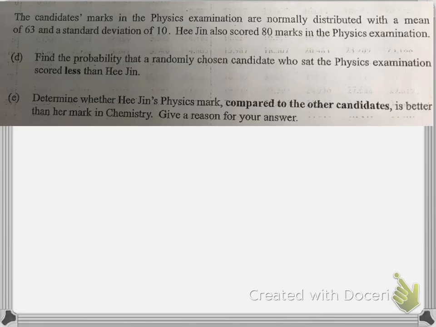All right, now the candidates' marks on the physics examination. The mean for the physics is 63, because remember, there are 2 different tests, a chemistry test and a physics test. The physics mean is 63, and the standard deviation is 10. The chemistry was 80 for the mean and 12 for the standard deviation.